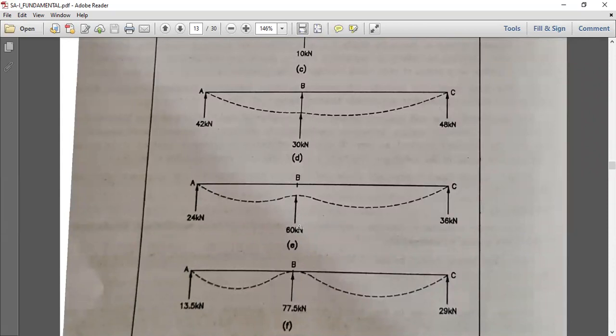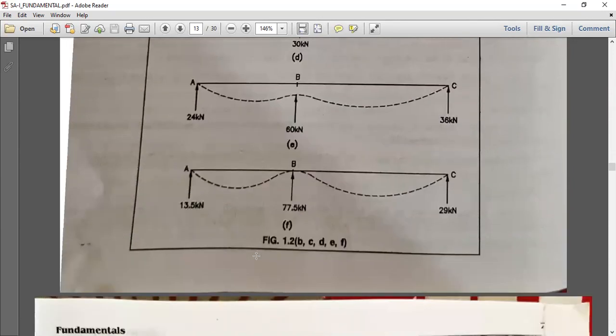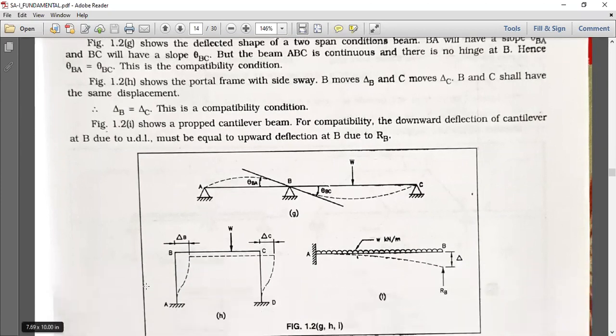Adding some more load, we can take this E as an equivalent support condition as A and C, and we can provide a similar kind of supporting system on the beam. Now, here figure C shows the deflection shape of the beam, in which the angle of deflection slope is theta BA for the BA side and theta BC for the BC side. But ABC is continuous and there is no hinge. That's why theta BA is equal to theta BC.